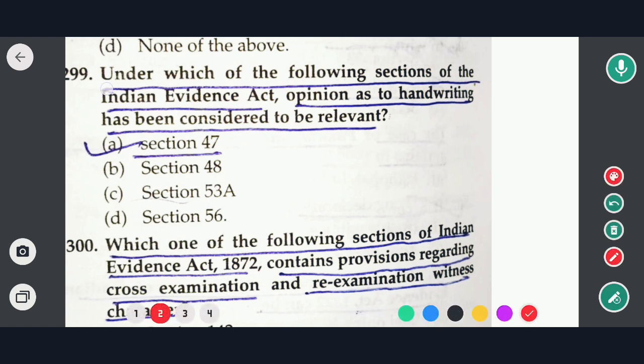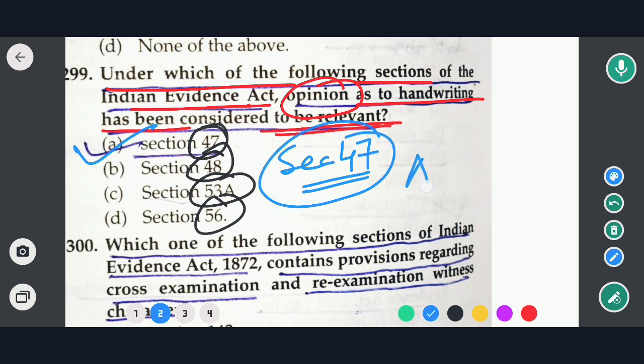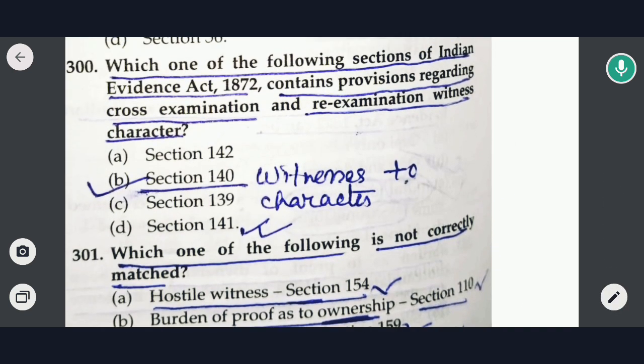Next question is, under which of the following sections of the Indian Evidence Act has opinion as to handwriting been considered to be relevant? Options are Section 100, Section 47, Section 48, Section 53A, Section 56. So the correct option would be Section 47 of the Indian Evidence Act. So in this case, the correct option would be option A. Now on to the next question.